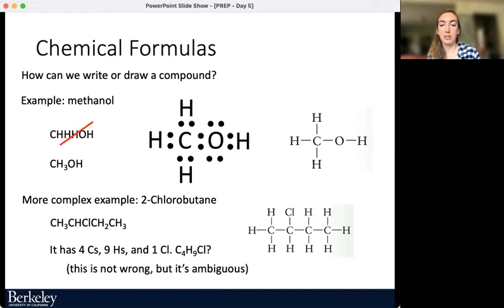Any questions about drawing these bonds or counting these atoms? So if I look at the way that I've written it right here, I have 3 hydrogens, 4, 5, 6, 7, 8, 9. So you always use those subscript 3s or 2s or whatever to figure out how many of a given element you have.